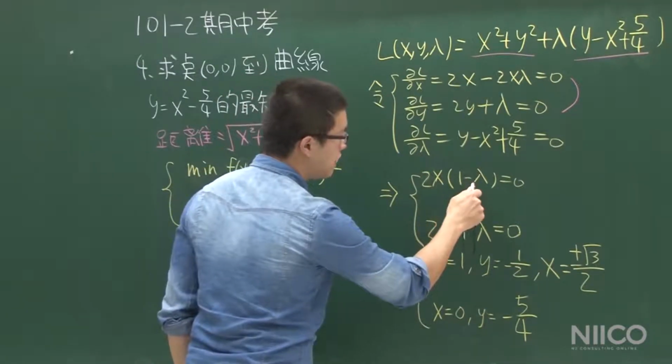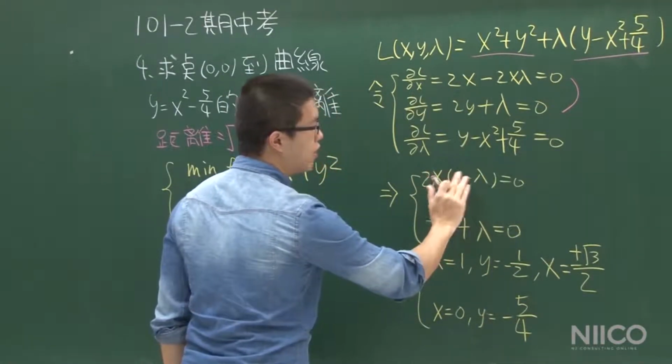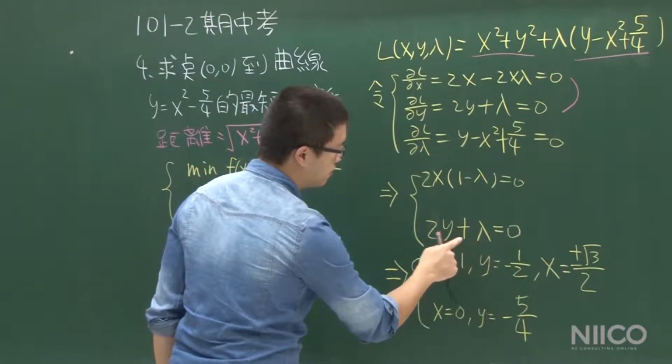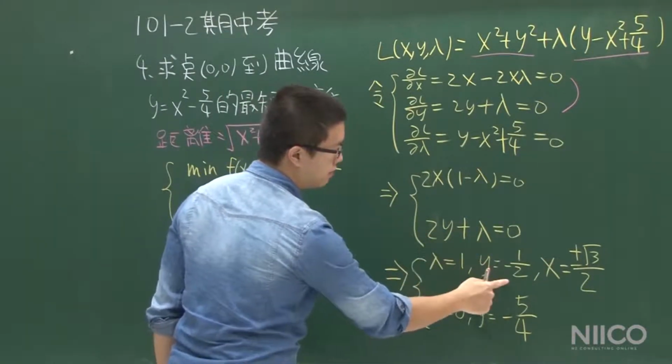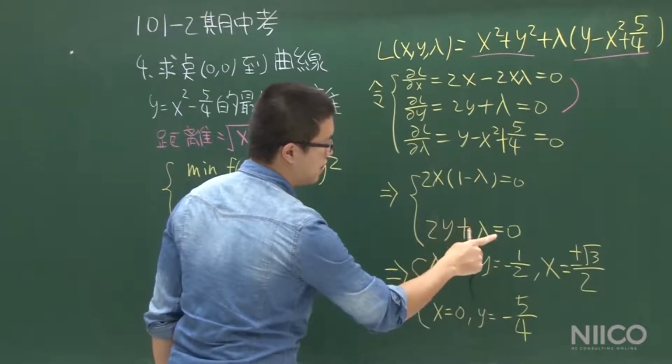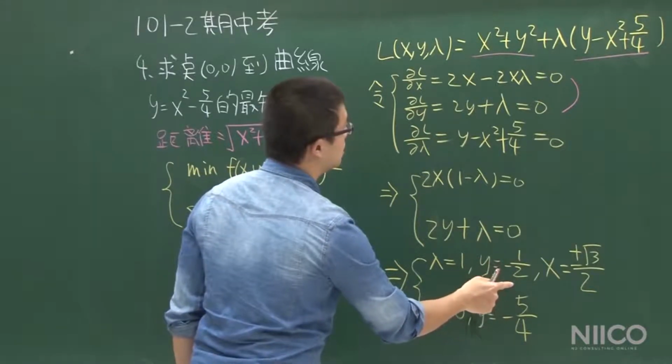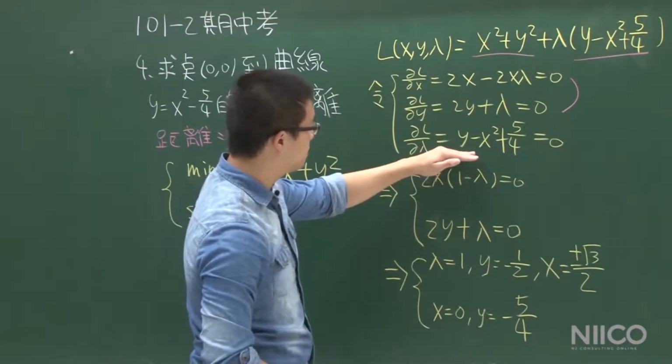Now let's see, if lambda equals 1, then 1 minus lambda is 0. So we see that 2y plus 1 equals 0, so y equals negative 1/2. So y minus x squared plus 5 over 4 equals 0, so x equals positive or negative square root of 3 divided by 2.